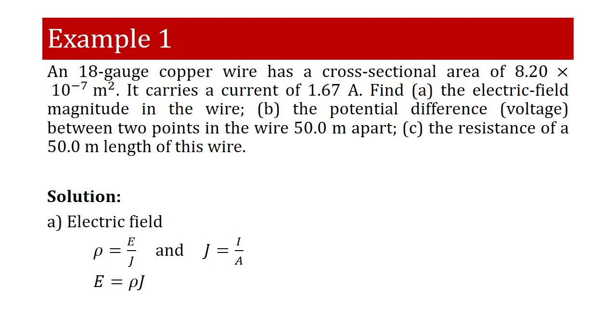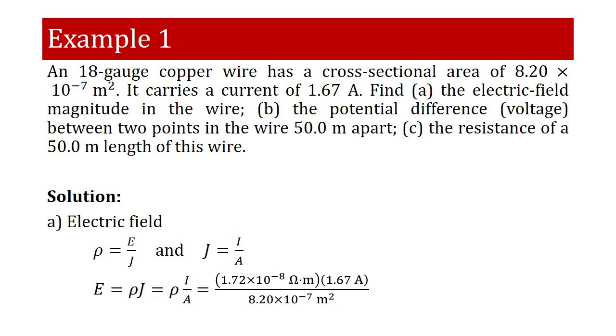And we replace J in the electric field, so the electric field becomes rho times I over A. Then we have the values: rho is 1.72, not given but a constant. Resistivity is a constant from the table, 1.72 times 10 to the minus 8 ohm meter. Look for the resistivity of copper.